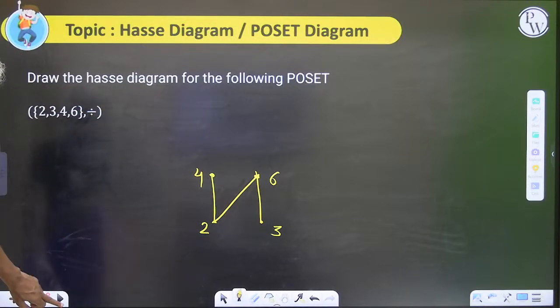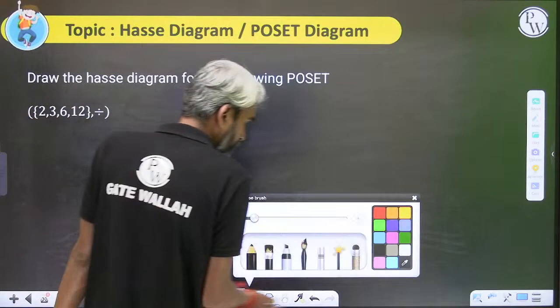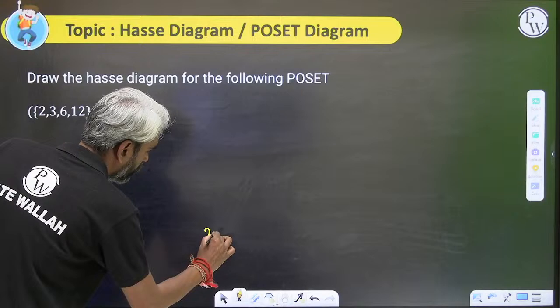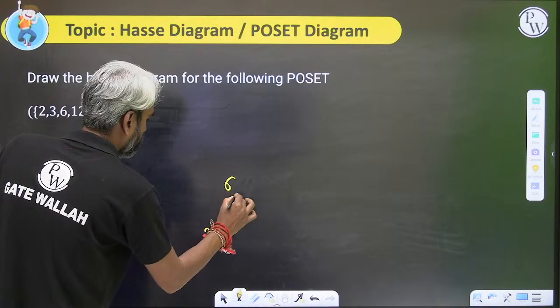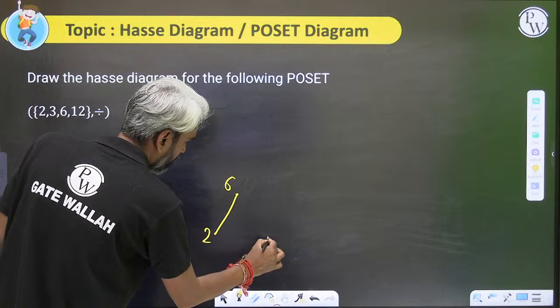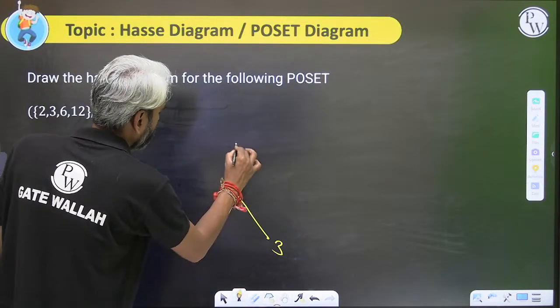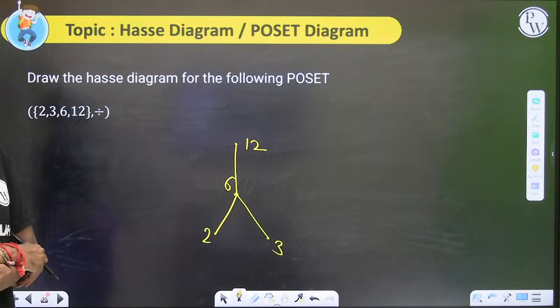Clear? Okay. Next, 2, 3, 6, 12. If I try to draw for this, so this is 2. 2 divides 6, 2 divides 12. Forget about that. So 3 divides 6, and 6 divides 12. So this will be the poset diagram for 2, 3, 6, 12 with respect to the relation divides.